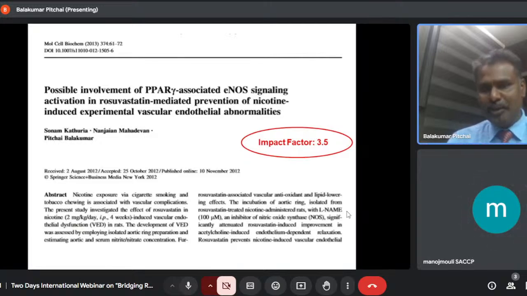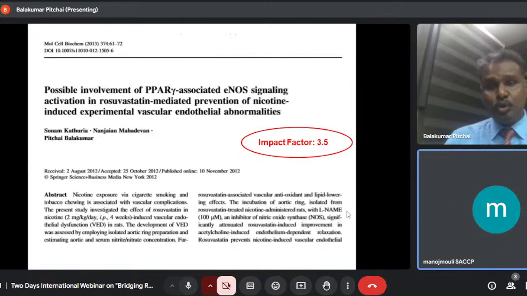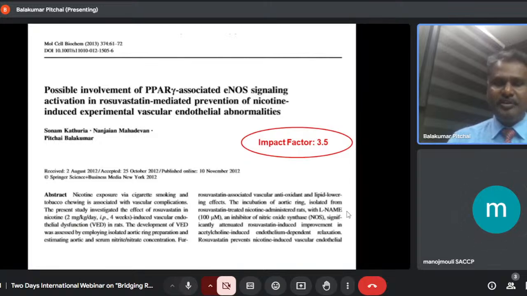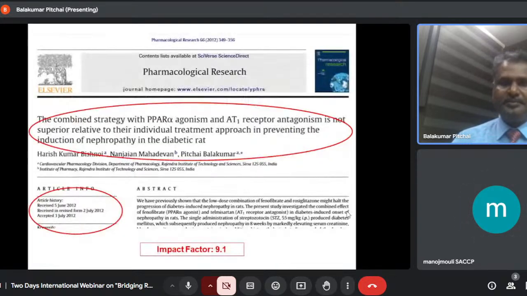That was induced by nicotine. That was prevented by rosuvastatin. How? Through ENA signaling activation. How does ENA signaling activation occur? Through PPAR gamma. So see, all the signaling mechanism, problem statement, the target drug, everything is mentioned in the title itself. This is a classical example of a declarative title.